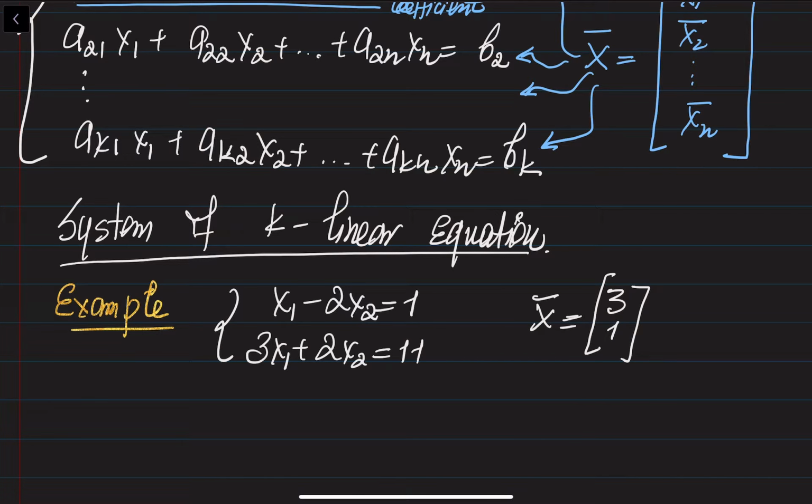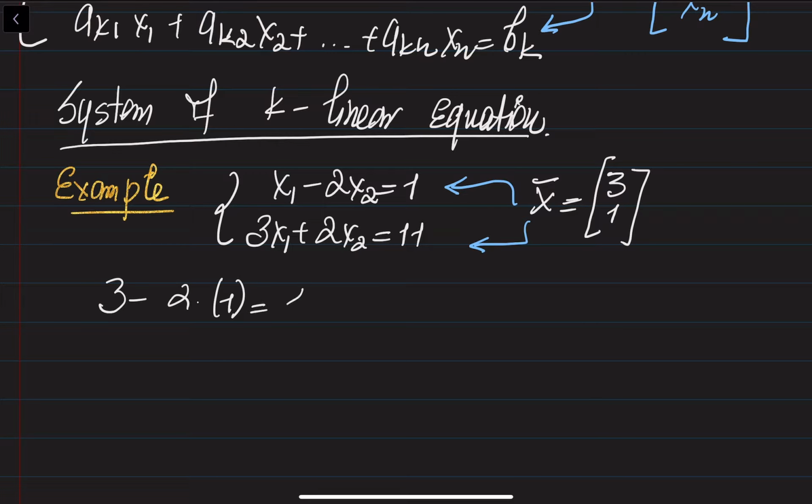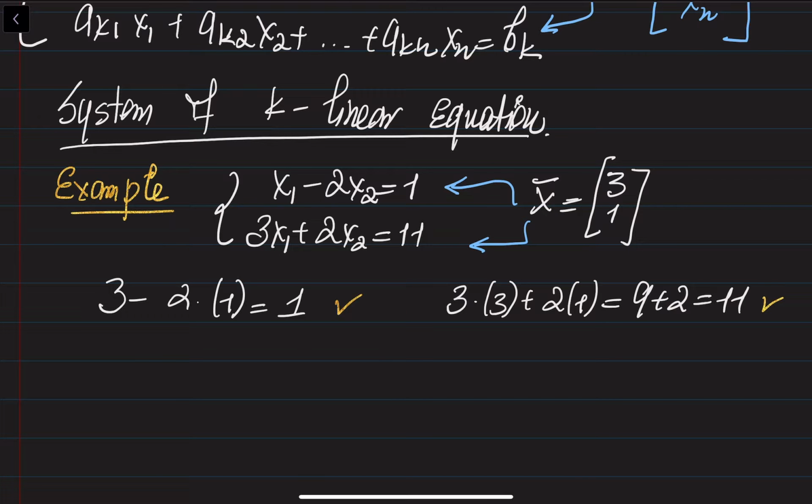What it means is that if I substitute this to the first equation and to the second equation, it is going to be satisfied for both of these equations at the same time. So let's substitute this to the first equation. It's going to be 3 minus 2 times 1, which is equal to 1, which is true. And if I substitute this to the second equation, it's going to be 3 times 3 plus 2 times 1, which is 9 plus 2, which is 11, which is also true. So it means that this vector is the solution vector to the system of linear equations.